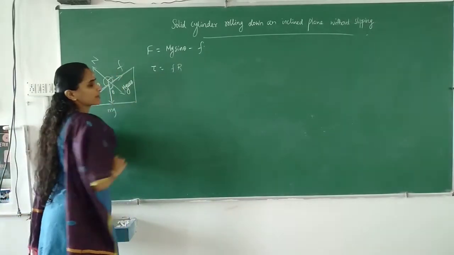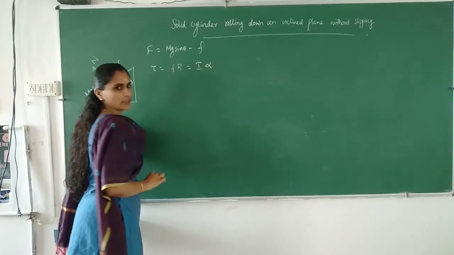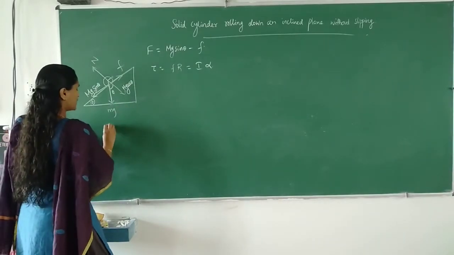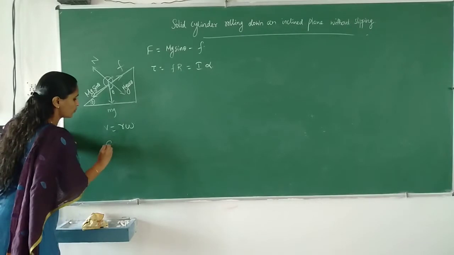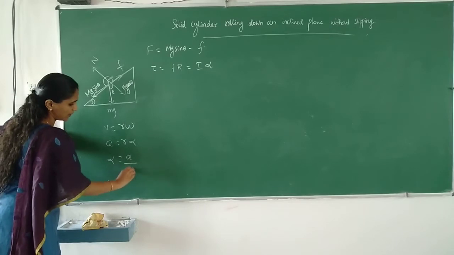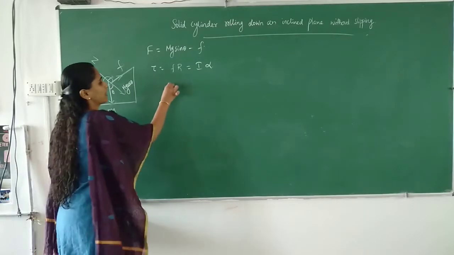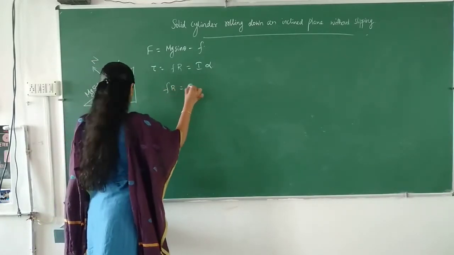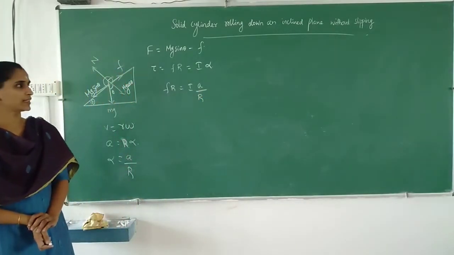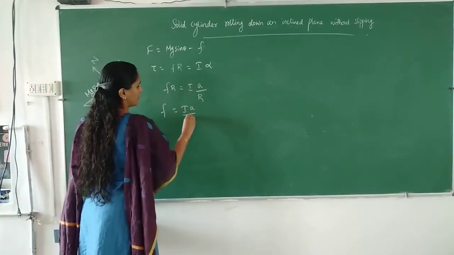So we can write torque is equal to F into R, and that can also be written as I into alpha. We know that v is equal to R omega, in the same way a is equal to R alpha, or alpha is equal to a by R. Here capital R is the radius. So F into R is equal to I into a by R, the relation between linear acceleration and angular acceleration. Or we can write F is equal to I a by R squared.